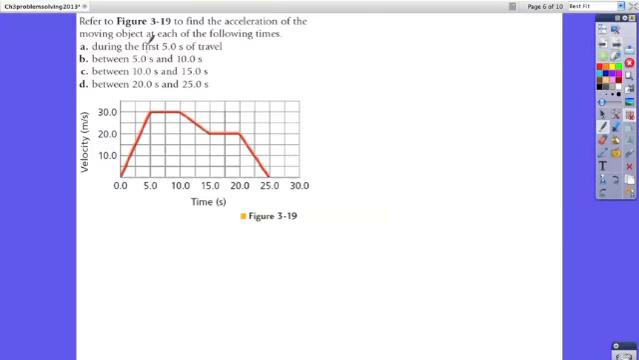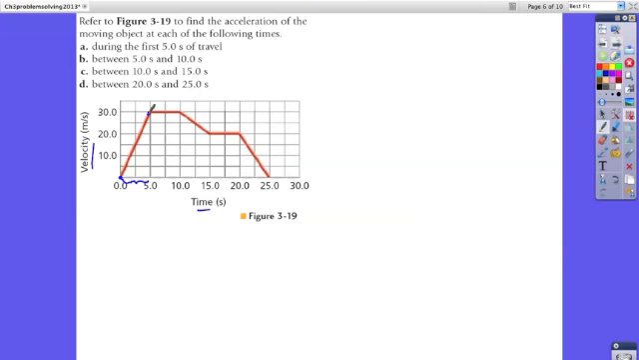Okay, analyzing graphs to find acceleration. We did this in the last graph, but I wanted to review it just a little bit. Refer to this figure to find the acceleration of the moving object in each of the following times. During the first 5 seconds of travel, that would be here. So remember, the acceleration is the slope of a velocity time graph.